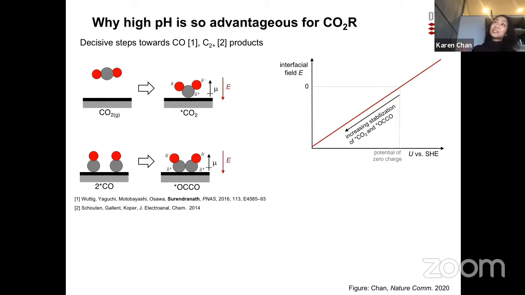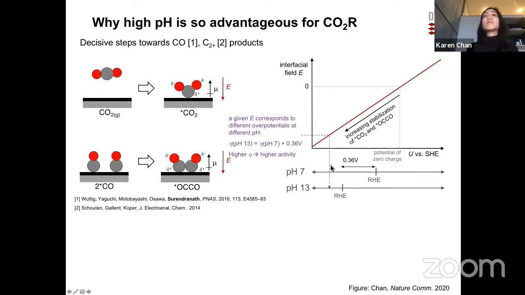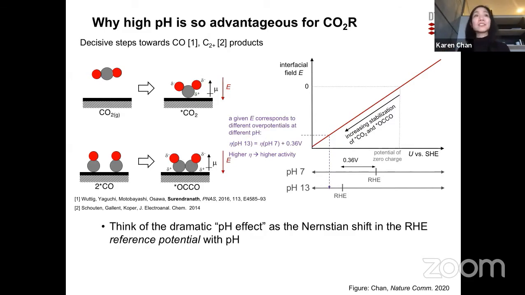But the efficiency is determined on an RHE scale, and so for a given stabilization, what we basically get is a significantly higher potential at alkaline conditions than we get under neutral conditions. And so we can think of this dramatic pH effect that we see in CO2 reduction as the Nernstian shift to do with the reference potential.